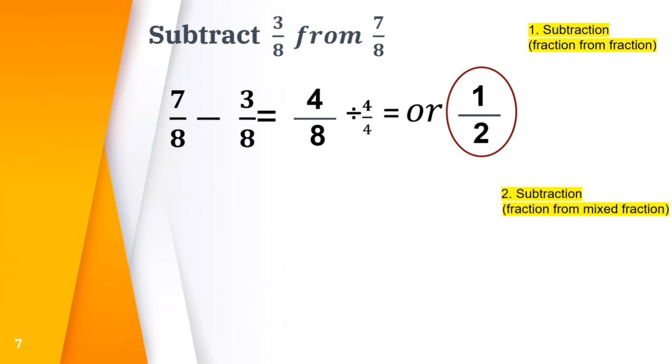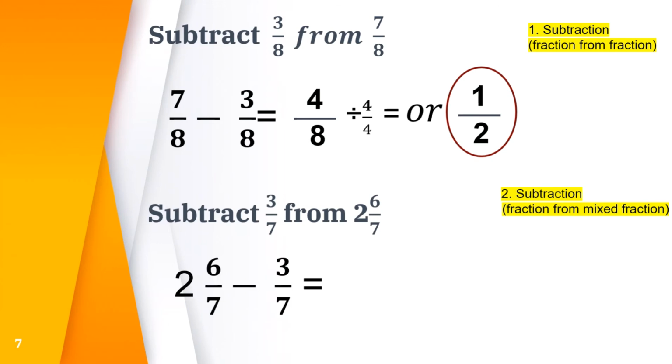Next is fraction from mixed fraction naman. Subtract 3/7 from 2 and 6/7. So, 2 and 6/7 minus 3/7. So, subtract natin yung numerator. 6 minus 3 equals 3. Then, copyhin natin yung common denominator na 7.